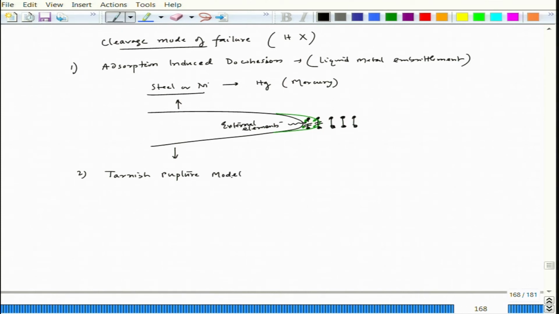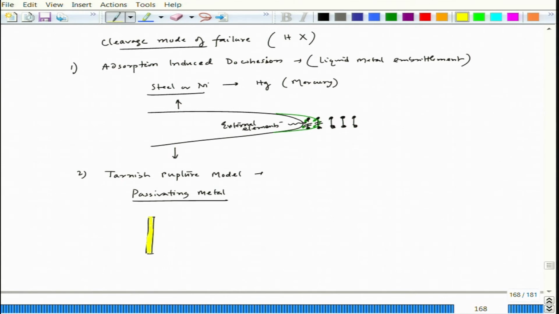Tarnish rupture model. What happens? This happens in the case of a passivating metal. And when a metal, let us say, this is the metal surface, and let us say this is the passive layer.